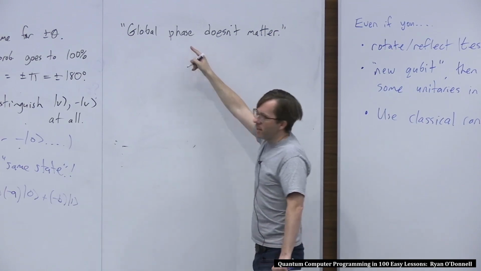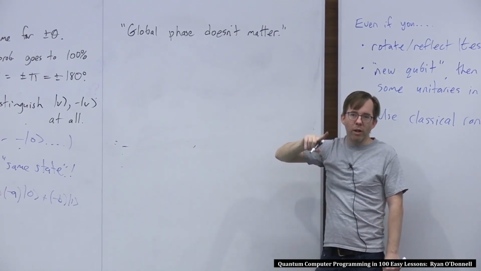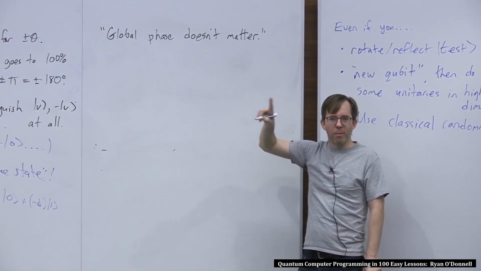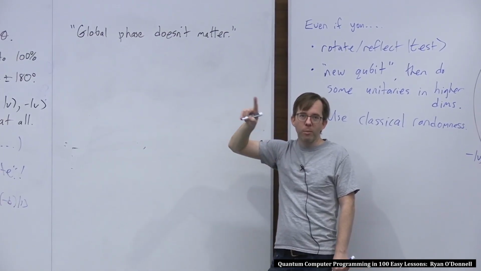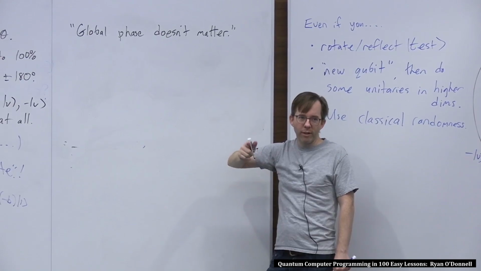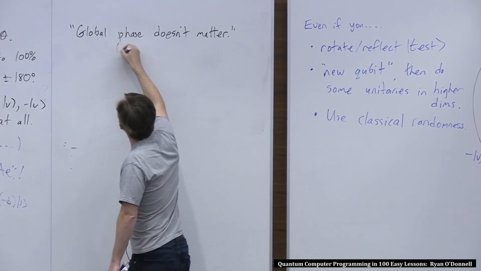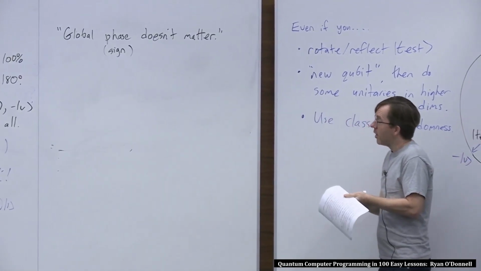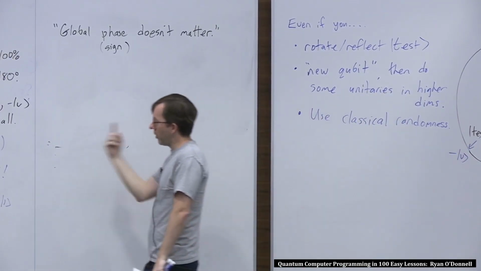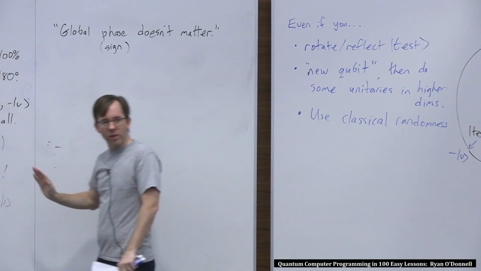Okay, so the word phase means complex number with absolute value 1. But in this course, we're not talking about complex numbers. So the only complex numbers with absolute value 1 are 1 and negative 1. So for us, maybe we just say the global sign doesn't matter. Which means if you have a state and you multiply all the amplitudes by negative 1, it doesn't change anything.